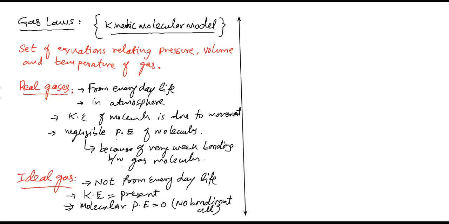So the only difference between real gas and ideal gas is the bonding. In real gas, molecules are having some bonding between them, although that bonding is very weak. But in ideal gases, bonding is not there at all. Okay, now let's study the gas laws. First of all, we have to study Boyle's law.